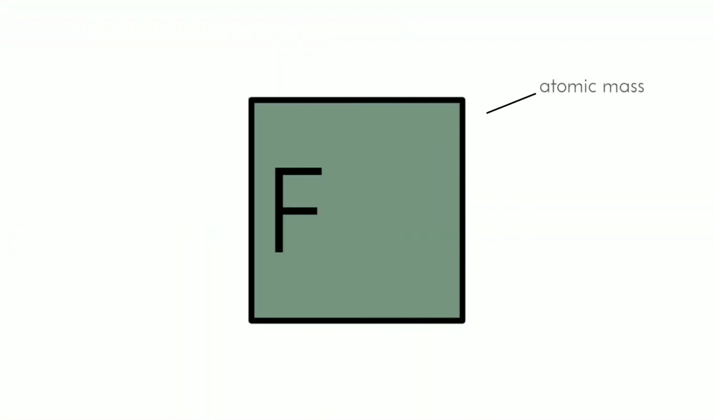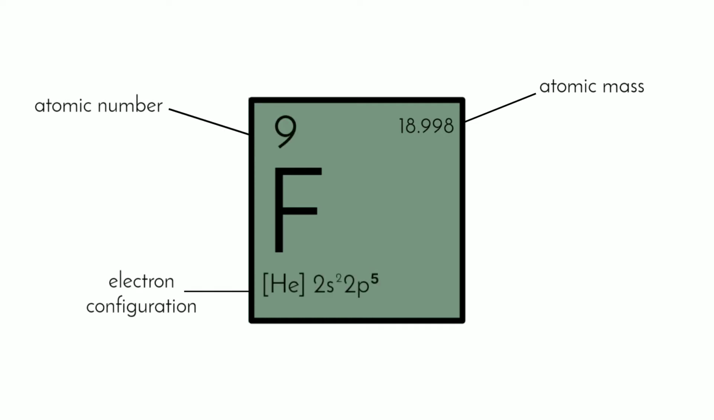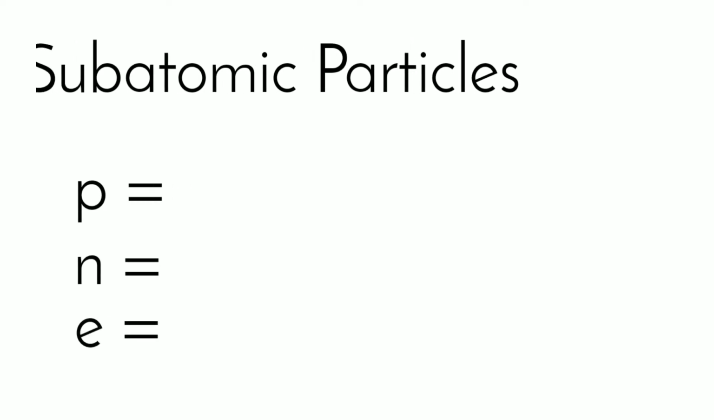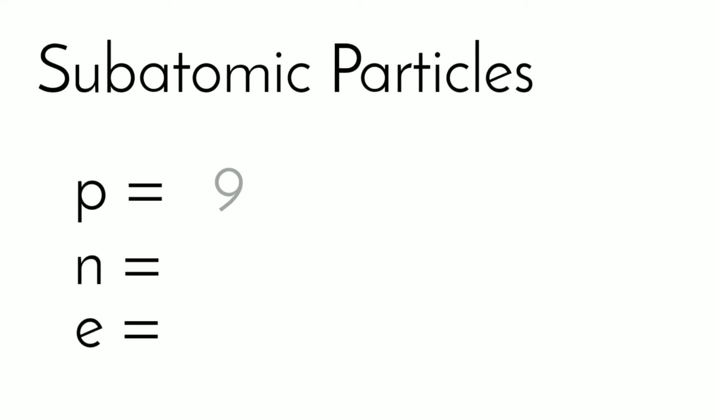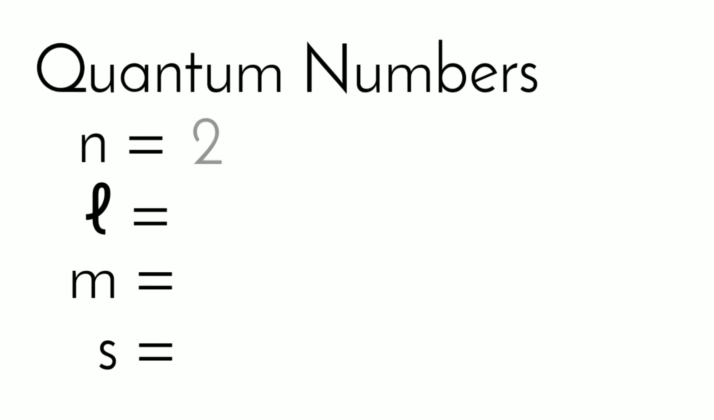The atomic mass number of fluorine is 18. It has atomic number 9, and the electron configuration is 2s², 2p⁵. For the subatomic particles, fluorine has 9 protons, 10 neutrons, and 9 electrons. The principal quantum number is 2. The angular momentum quantum number, or the azimuthal quantum number, is 1. The magnetic quantum number is 0, and the spin quantum number is -1/2.